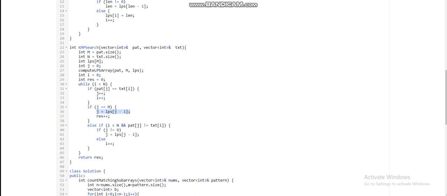Similarly, if j is not equal to 0, we are doing j equals LPS of j minus 1. That is our previous algorithm for finding the occurrences, and otherwise we are incrementing the value of i.